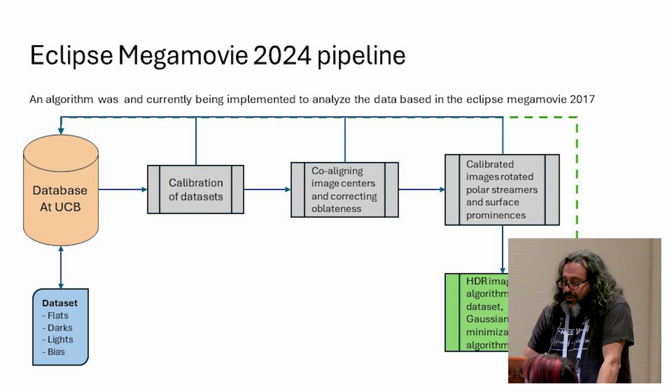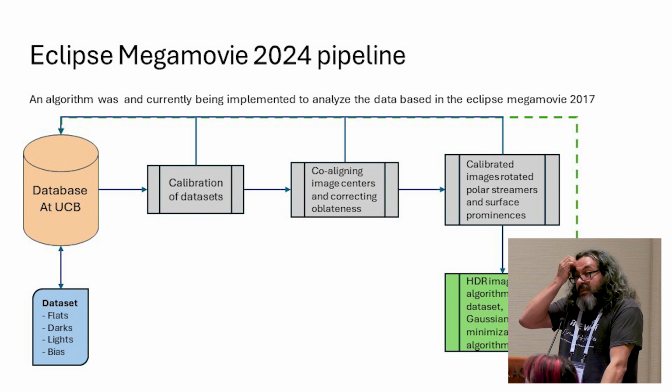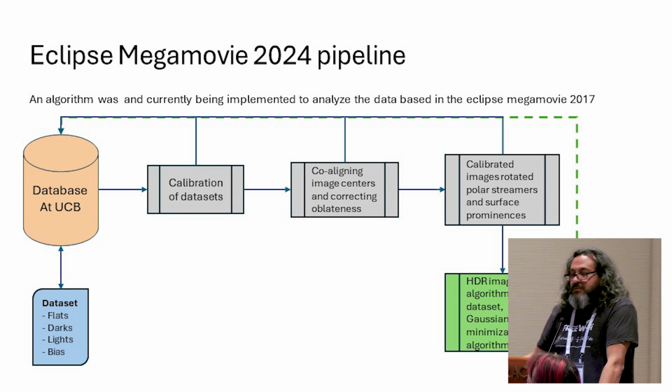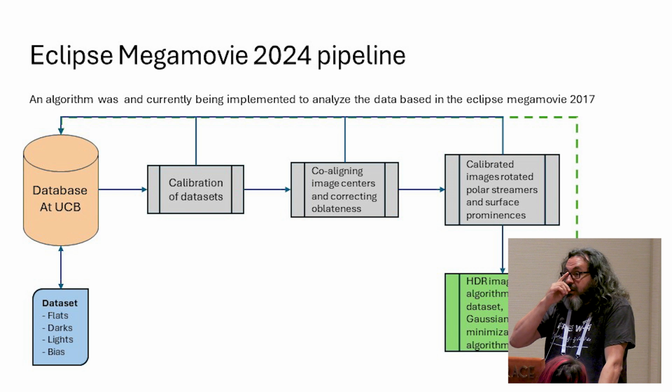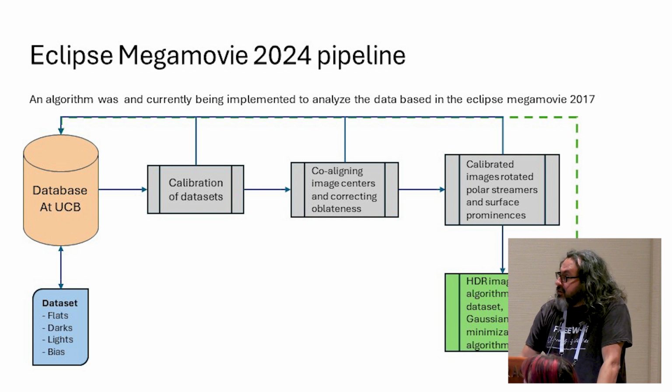The pipeline for this year, for this Megamovie, is pretty much the same as 2017. We have the database at UC Berkeley. The calibration is the first step. Now that we have all the darks and flats and bias, we can calibrate the data.